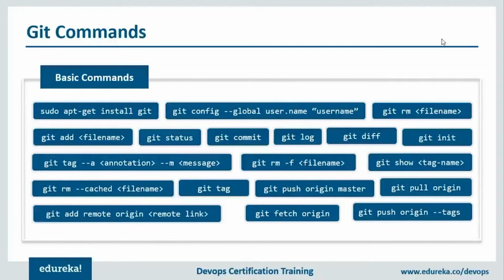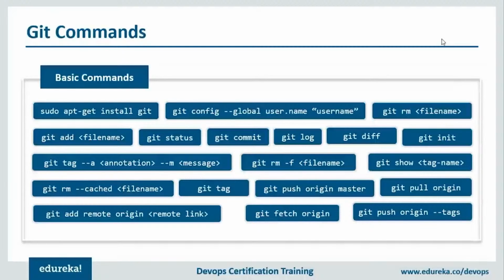Git rm -f file name is to forcefully remove a file that is present in the staging area. Similarly, git show tag is to show the tag that you're using. Then we have git rm --cached file name, to remove from the cached area. Also, git tag is to create a tag. Git push origin master is to push your local repository to the remote repository. Git pull origin is to pull the data in the remote repository to the local repository.